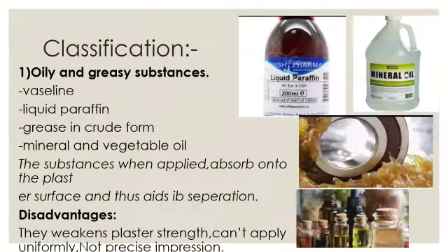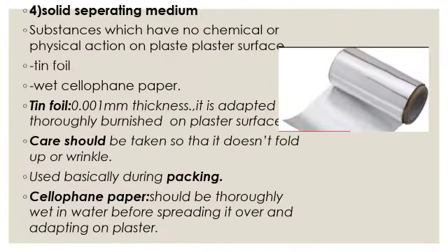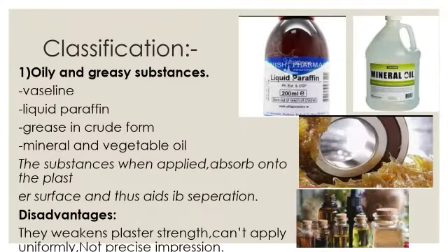And next we are coming to classification. We can classify it under four headings, that is oil and greasy substance, solution separating medium, semi-solid separating medium, and solid separating medium. And coming to oily and greasy substance, examples are Vaseline, liquid paraffin, grease in a crude form, mineral and vegetable oil, and the substance which is applied will be absorbed by the plaster. And this is the way in which the separating media get its action. And disadvantage is they weaken the strength of the plaster and can't be applied uniformly and do not get a precise impression.